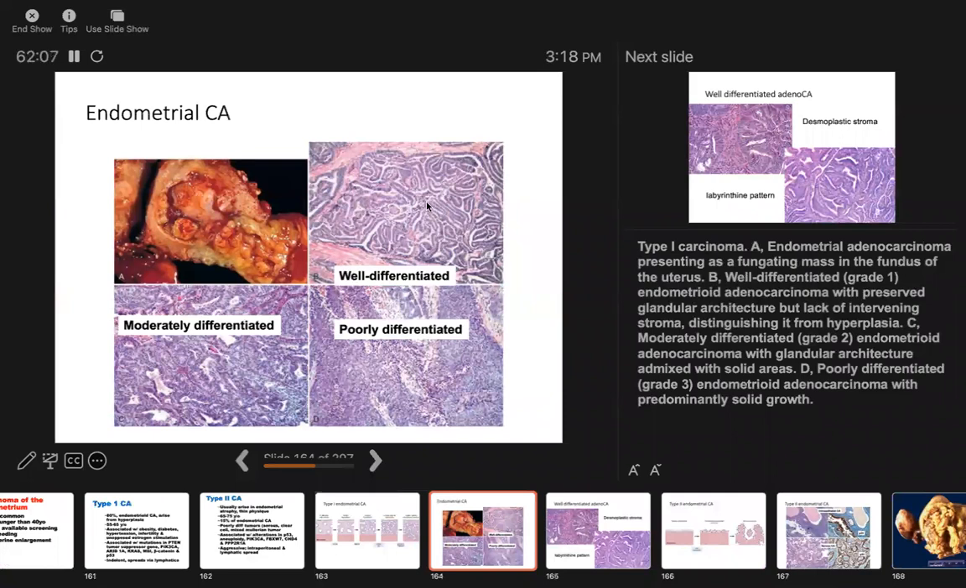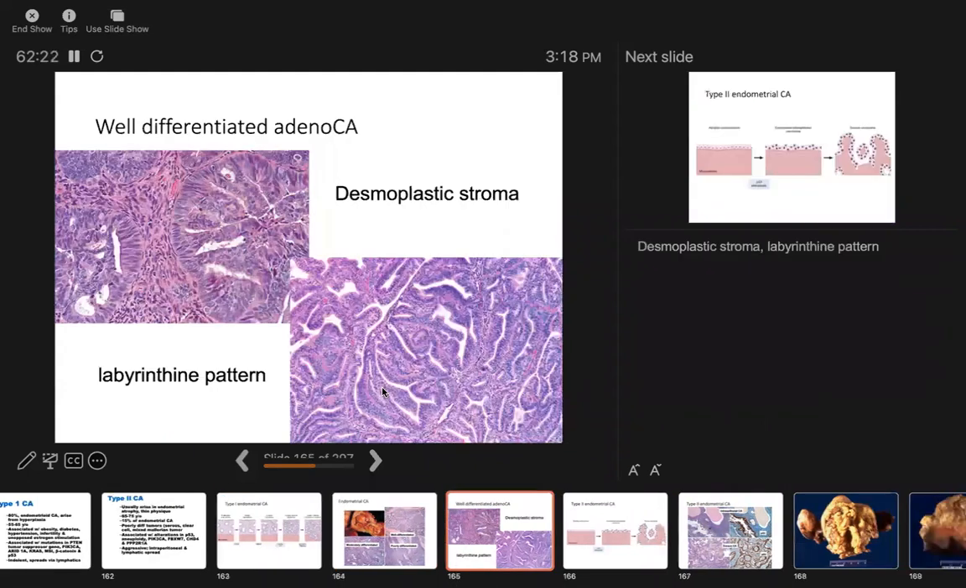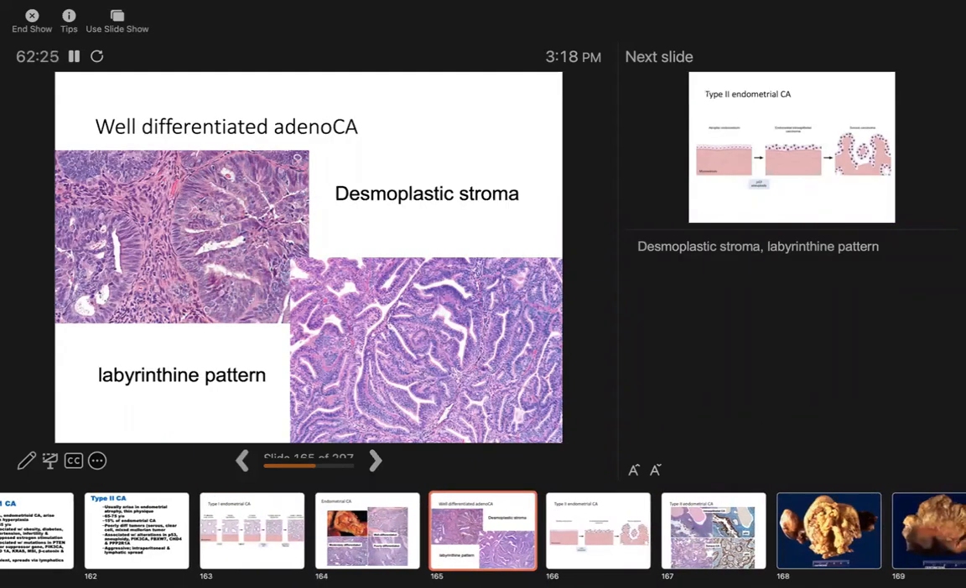If you see gland formation predominating, that's well differentiated. If you see solid sheets of glands, that's moderate. And if you see predominantly solid sheets, that's poorly differentiated. So well-differentiated adenocarcinoma, moderate or poorly differentiated.